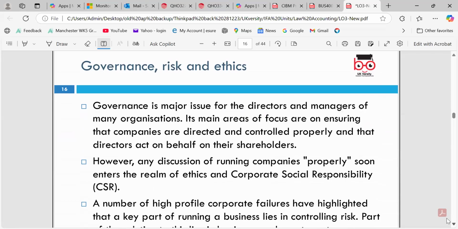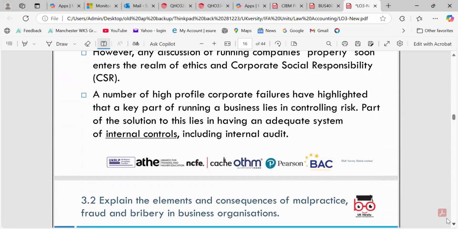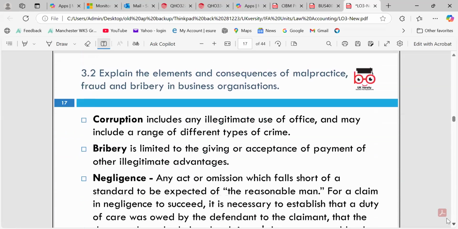Governance works best in governing the company, especially a public limited company, because management works as the agent of the shareholders, who are actually the owners of the company. So we need to look at the internal control system, with regular internal audit and SOPs, standard operating procedures, that will help to minimize the risk. Okay, that was our LO 3.1 assessment criteria.